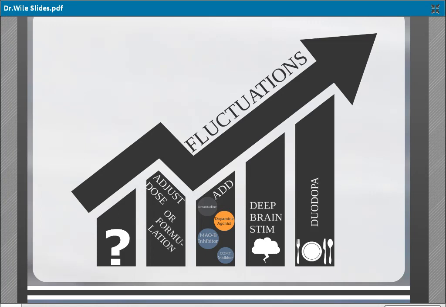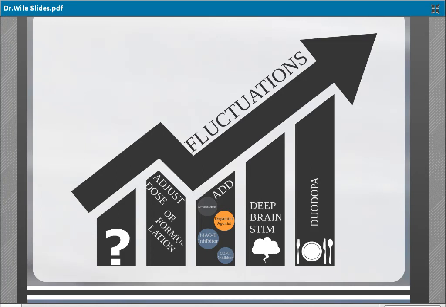Basically what we do is we try and adjust medications to get people moving well, or not having motor disability, for as much of the day as possible. That's basically the goal of our treatment plan with medications. And when we have problems with the symptoms fluctuating, we adjust the doses, we change the type of medication we're giving, we add other things.